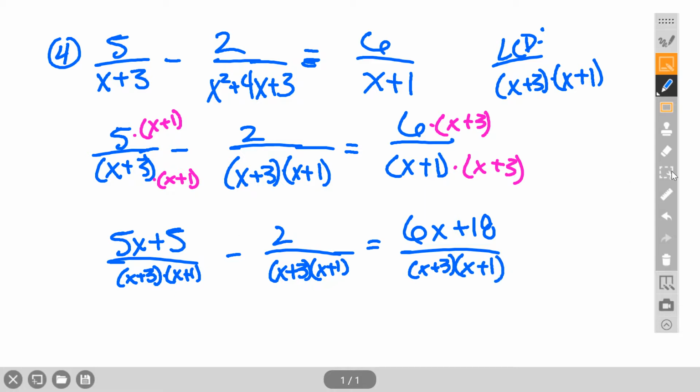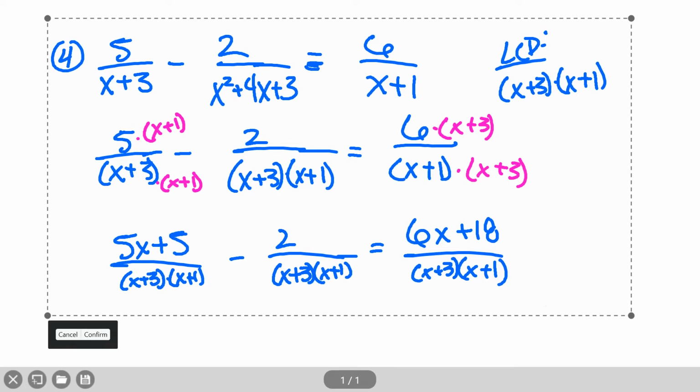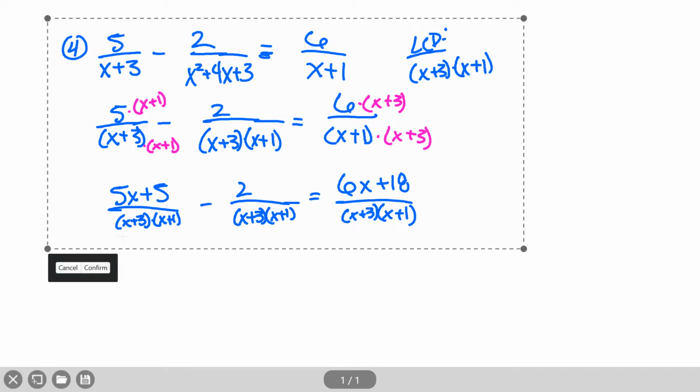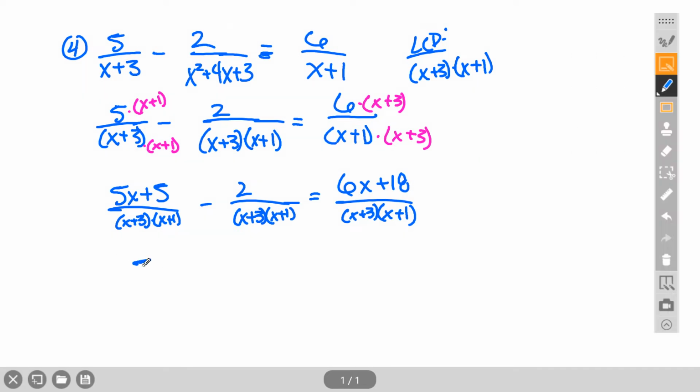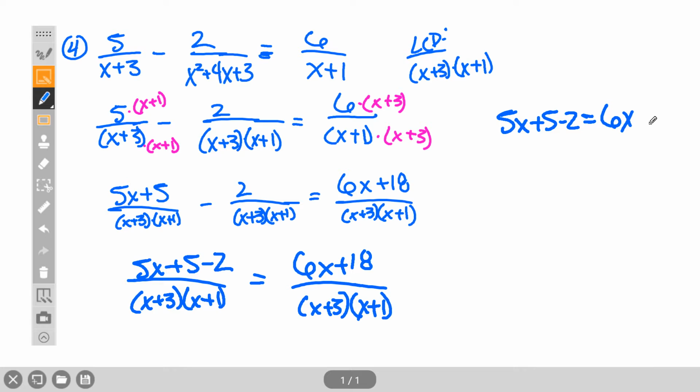These can be combined into a single fraction with a common denominator, or you can just go ahead and start setting up the equation, but it would be 5x plus 5 minus 2, and it's over a single denominator. On the other side, 6x plus 18, also over our common denominator. And now we can set both sides equal to each other and solve the equation. So 5x plus 5 minus 2 equals 6x plus 18.